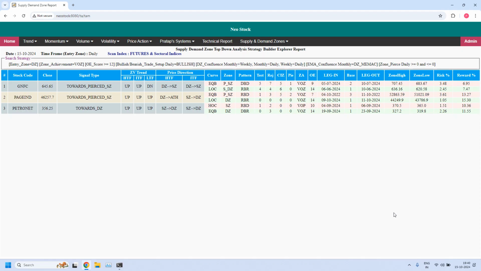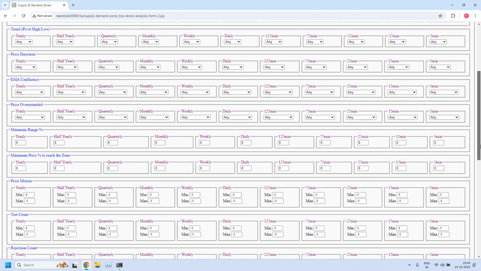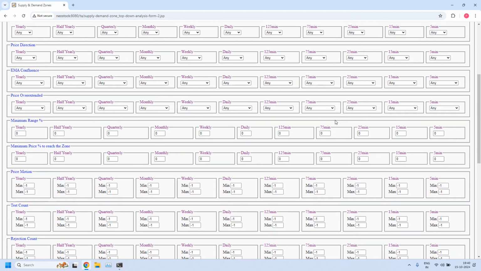So this is about bullish trade setup for monthly income trade. Next, let us look for bearish trade setup for monthly income trade. Entry time frame is daily, entry zone, supply zone. In bullish or bearish trade setup, daily, I am selecting bearish, and the daily supply zone should not be pierced. So in the pierced count, daily time frame, I am setting minimum value 0, maximum value 0.